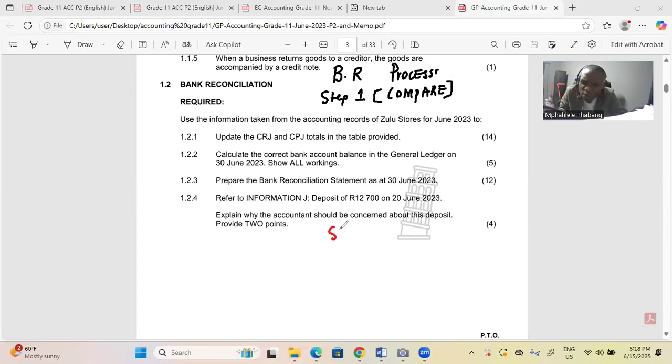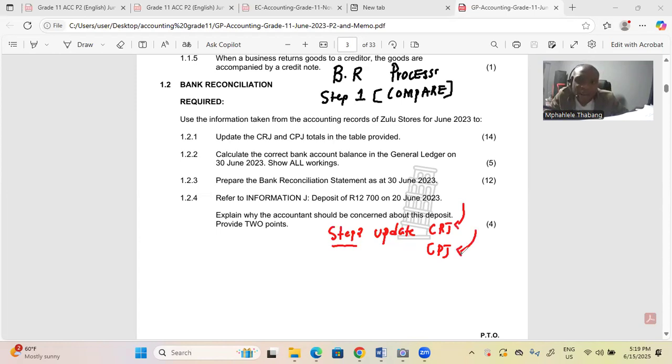What is step 2 of this bank reconciliation process? In step 2, it's where we update our CRJ. It's where we update our cash receipt journal and also update our cash payment journal. Yes, it's very necessary to update our journals because remember, after comparison, we will find the differences. Some of the differences will be entries which we did not put in the journals. And those entries which we did not put in the journals must be recorded in the journals. So we have to update our CRJ and also update our CPJ.